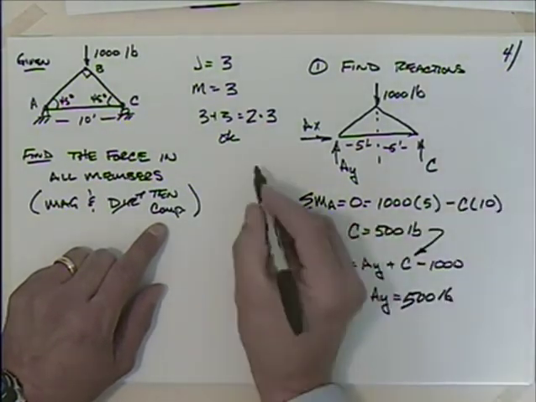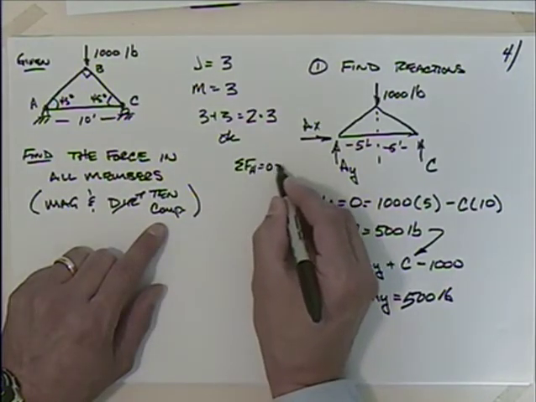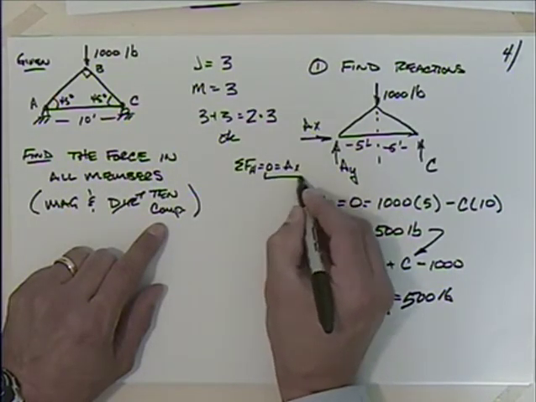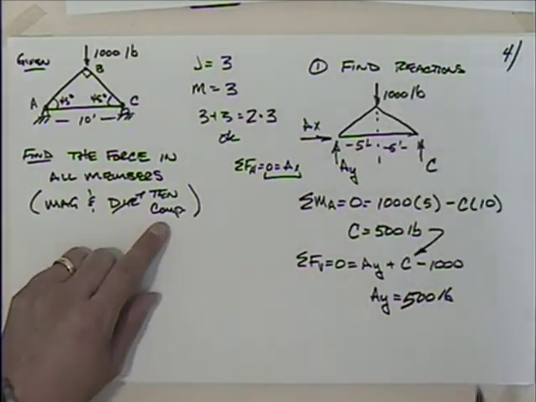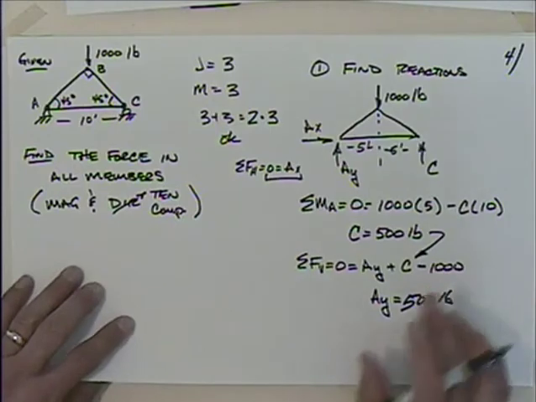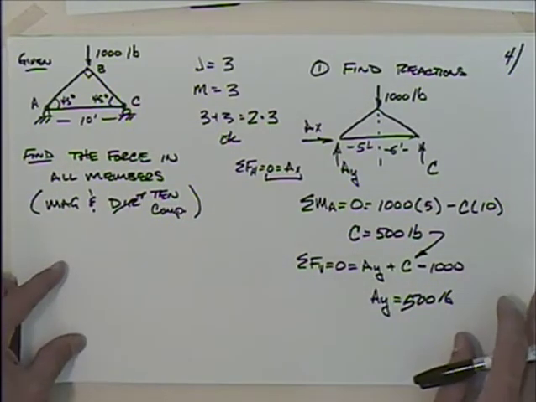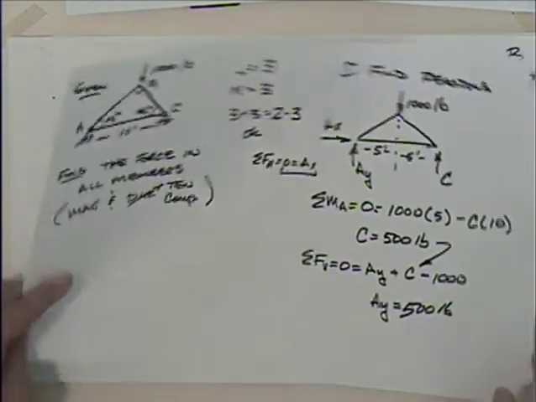We could have said very quickly up here, sum of the forces in the horizontal is equal to 0, which is equal to AX. So AX is equal to 0 with the load being vertical. That's true. So we've got those reactions. So I think what I'm going to do is go ahead and do a free body diagram at pin A.